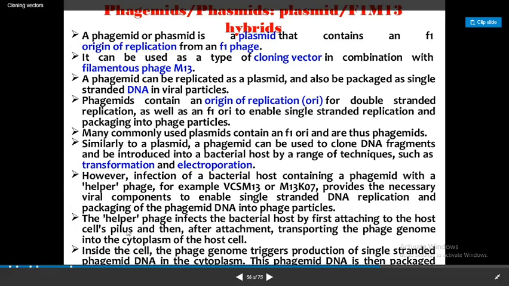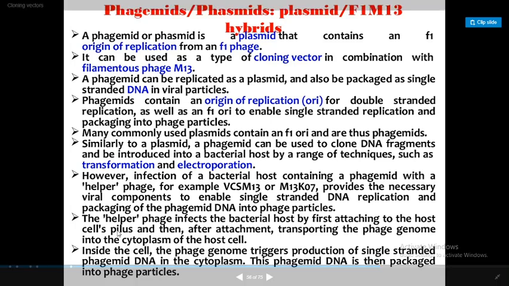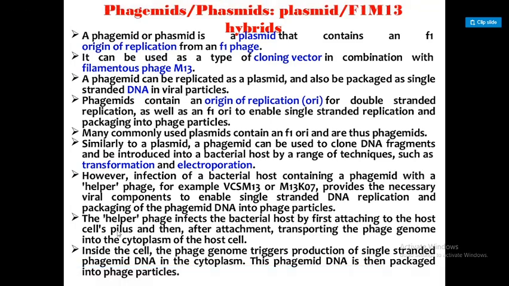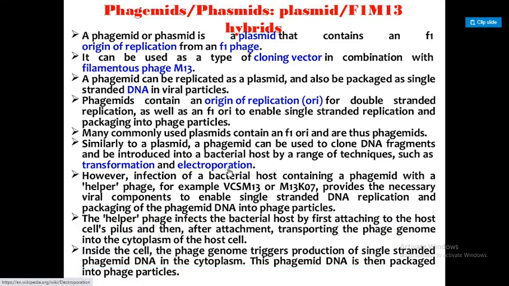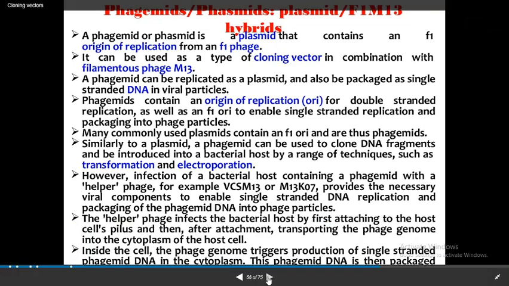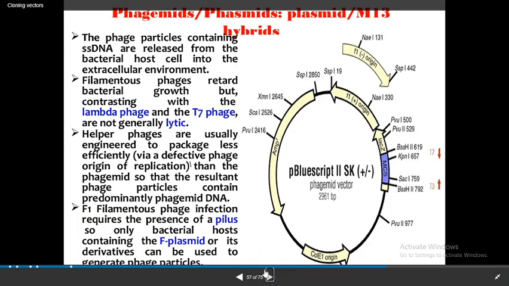How is it being transported? How is the single stranded DNA from the phasmid transported to the bacteria? Through the pilus. Pilus means what? The conjugation tube. Through the conjugation tube, the single stranded DNA will pass into the bacterial cell. So these are the features. It helps in the replication of single stranded DNA. Okay, look at this.